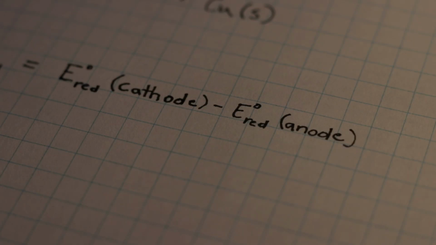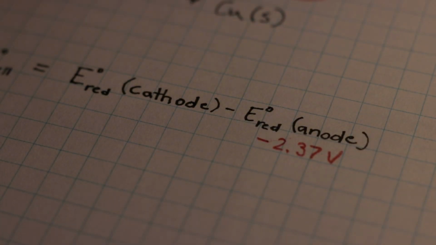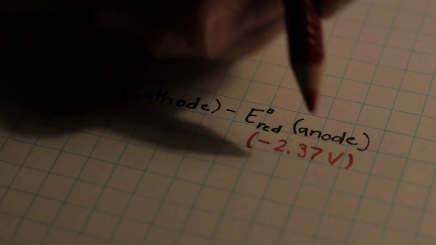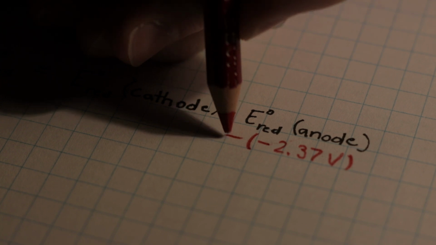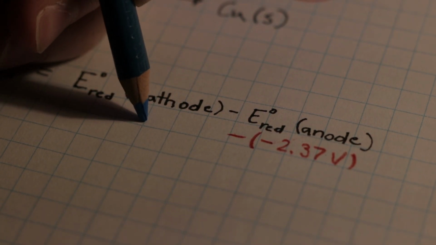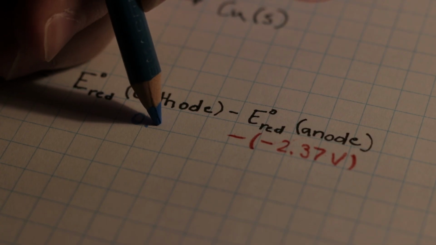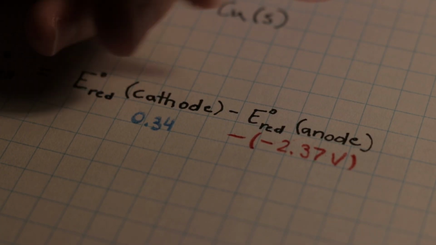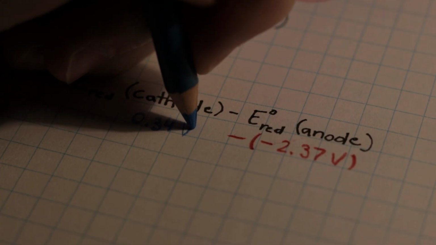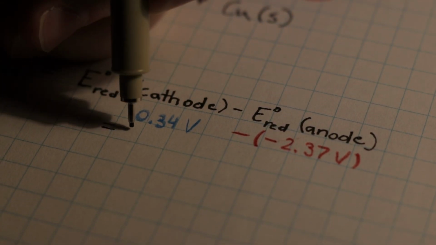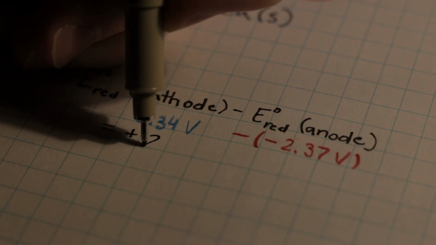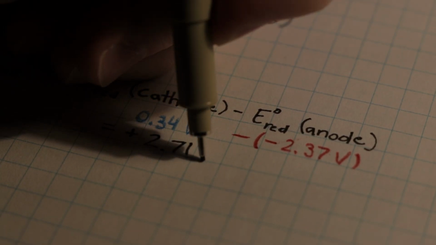In our reaction, the magnesium is oxidized, losing 2 electrons. The potential for this reaction is negative 2.37 volts. And the copper is reduced, gaining 2 electrons, which has a potential of 0.34 volts. Which gives us a potential of positive 2.71 volts under standard conditions.